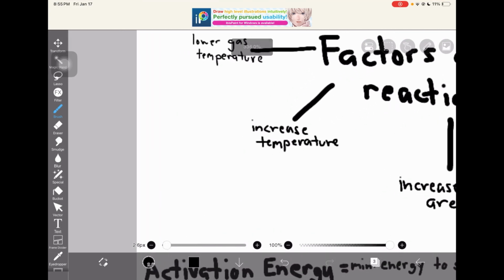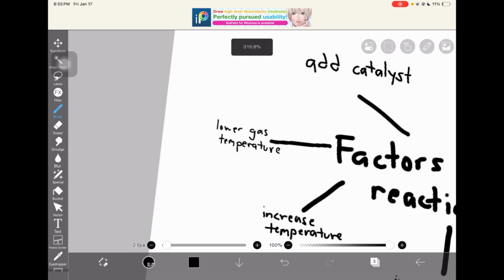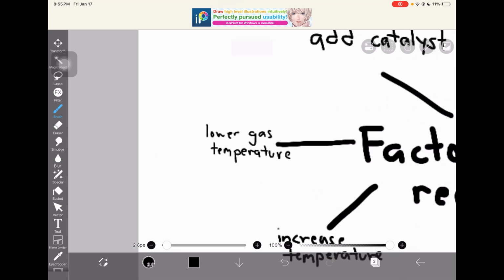Next is when you increase temperature. When you increase temperature, it creates more particles moving, because remember, heat creates energy, and energy makes particles move faster. Faster particles, faster reaction.